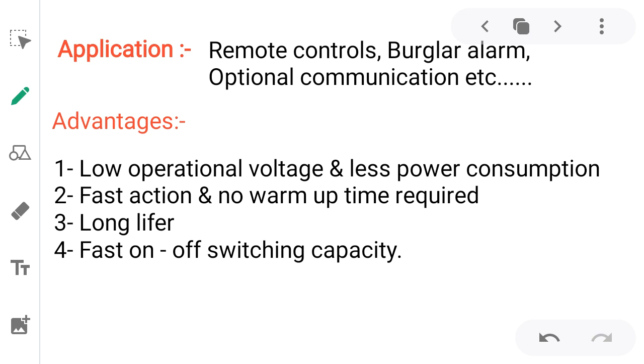It's the application part. LED is used in remote controls. Remote control, for example, LED just like a simple one.